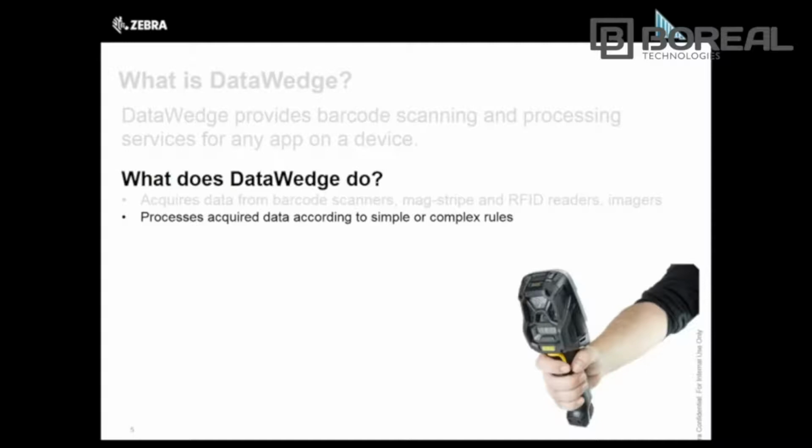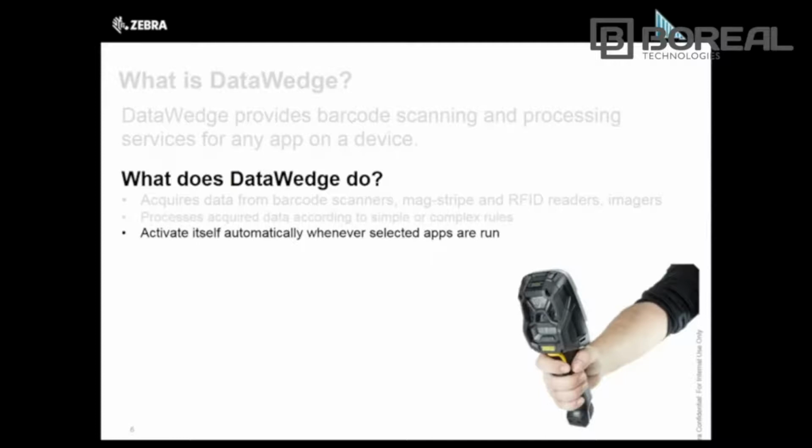A simple rule might be take everything you get and stick it in a field. A complex rule might be take the first 4 characters, skip the next 2 characters, and take the rest and plug it in. Or it can be pad the front with zeros, pad the back with zeros. Rules can accumulate, and they can be very, very complex and sophisticated. So it can pretty much do anything that you want with the data.